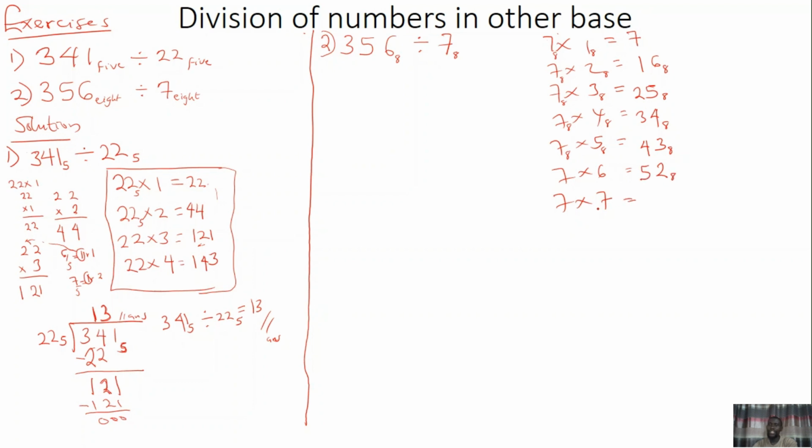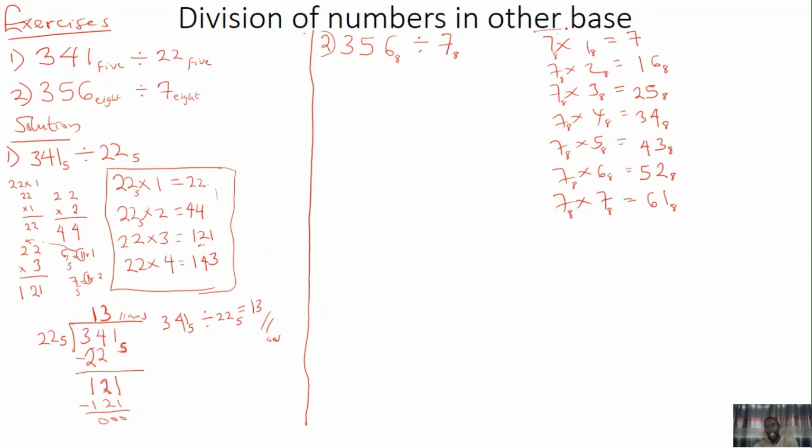7 times 7, that is 49. 49 divided by 8, that is 6, remainder 1. So 7 times 7 base 8 will give us 61 base 8. Once again, if you're not clear about how I did this multiplication, you can watch my videos on multiplication of numbers in other bases.